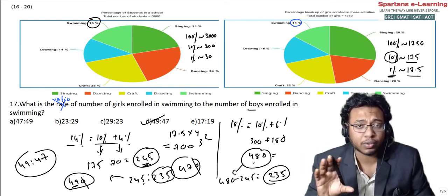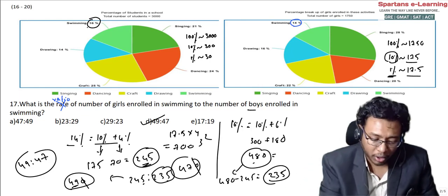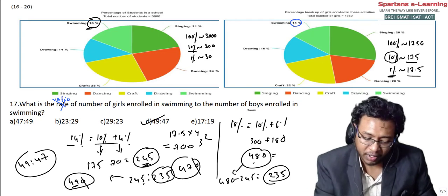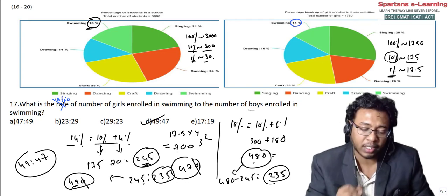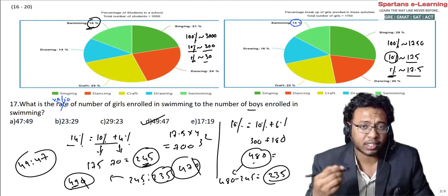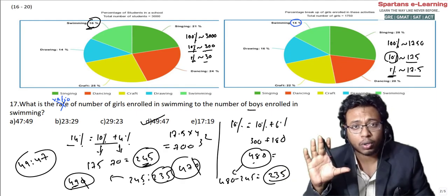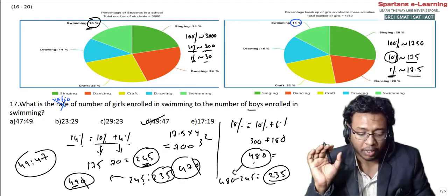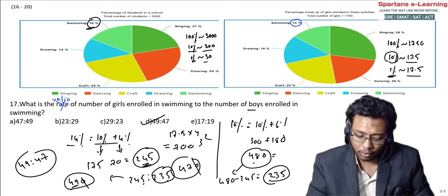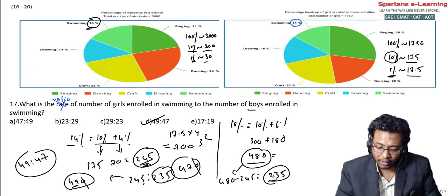For boys there is no separate pie diagram, but there is a pie diagram for total. So total people involved in swimming is 16%. Here, 10% means 300 and 1% means 30. 16% means 10% plus 6%. 10% is 300, 6% is 180. It will be 480. Now this 480 is the total number of people who are into swimming. So this has boys and girls. So to just get boys, what you will do? You will subtract from 480. You will subtract 245. You are getting 235.